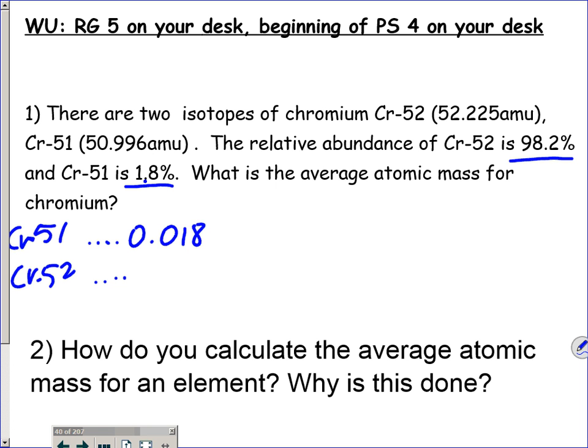0.018. Good. So you're moving the decimal back 2 places, which is dividing by 100. This one? 0.982. Okay. And then what am I doing with both these percentages now? Multiplying by their actual mass. So it's not like an average mass at this point, it's an actual mass. Since chromium 51 gives us a really specific mass and chromium 52 gives us a really specific mass, we're going to use the most specific value we have.